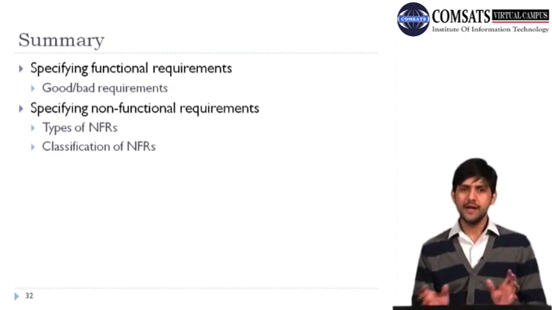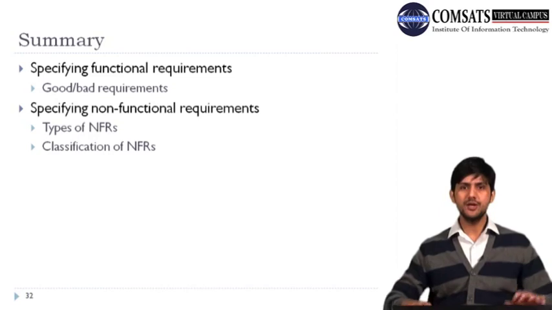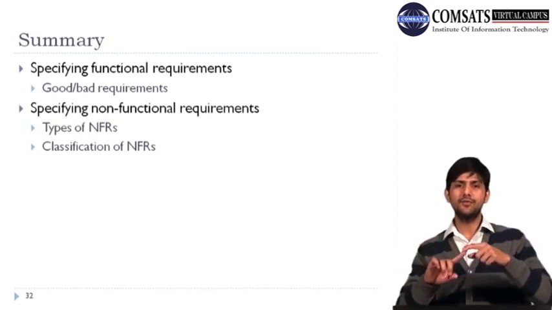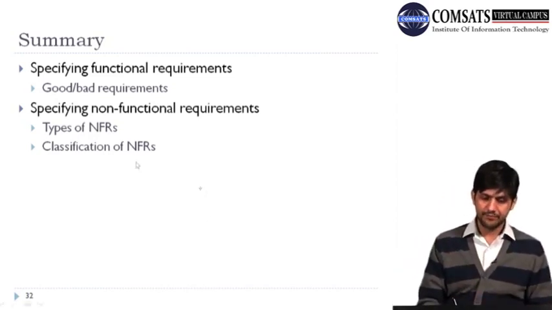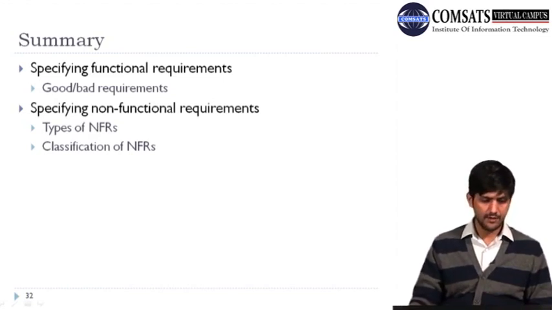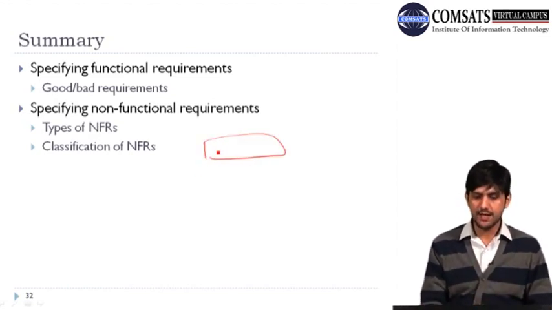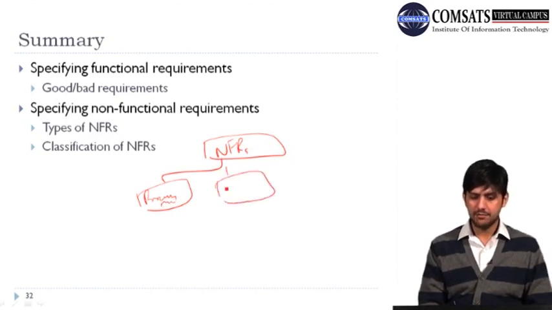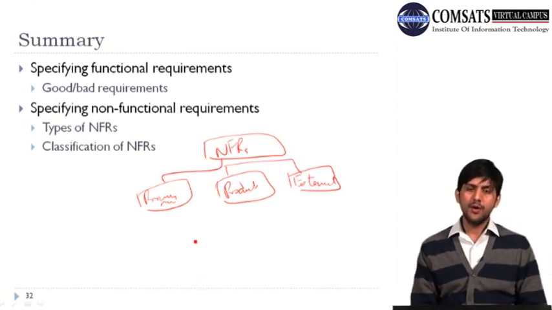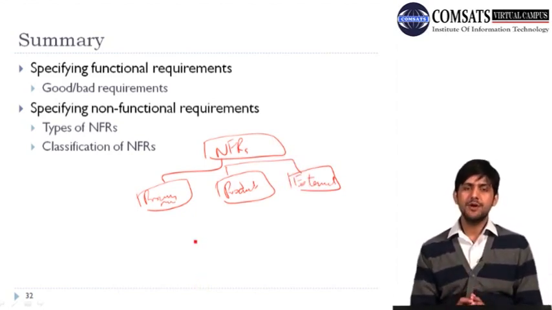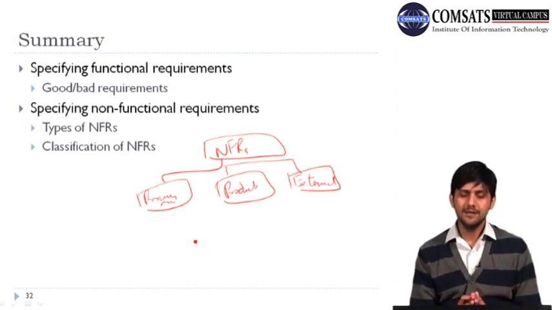We looked at a particular classification scheme, which is a very general classification. I think this is really important that we look back at it. We said there are 3 classes of non-functional requirements. We have process requirements, then product requirements, and finally external requirements. We talked about them and tried to define what a process requirement is, what a product requirement is, and what external requirements are.